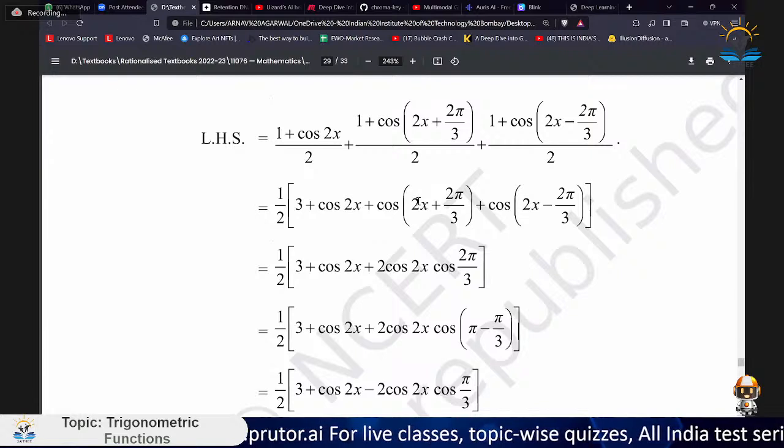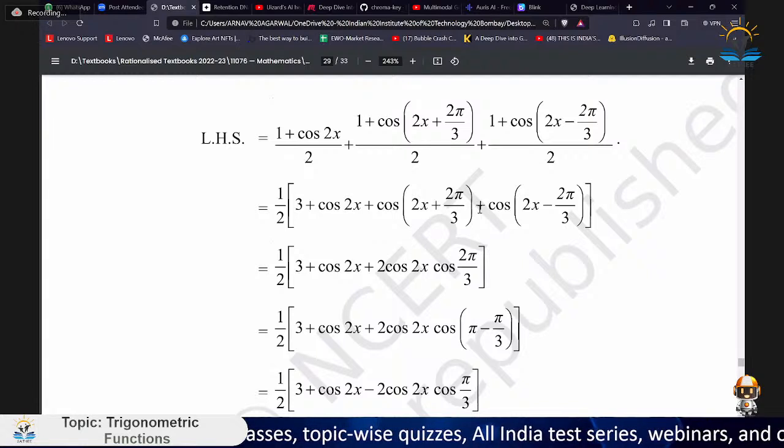See, cos a plus cos b is what? 2 cos (a plus b) by 2 cos (a minus b) by 2. So when you add a and b, you will get one term at least cancelled. When you add these terms, 2 pi by 3 will be cancelled. Subtract, you will get 2x cancelled.